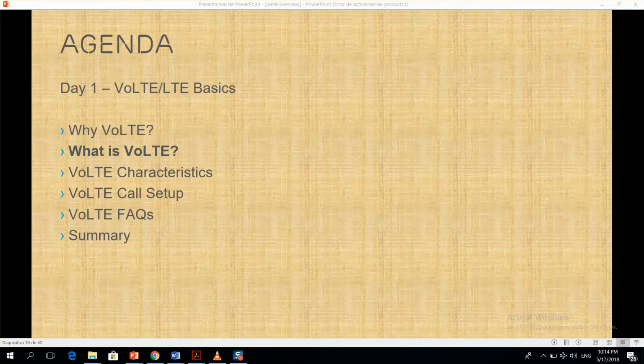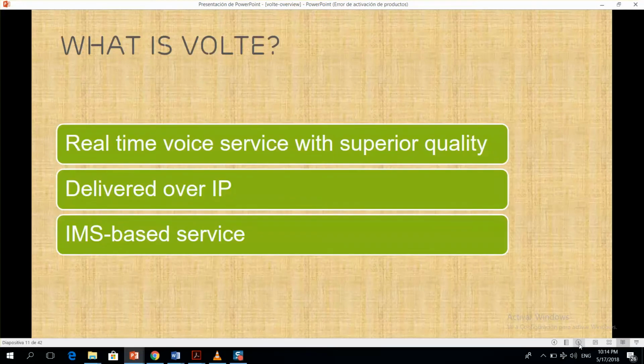What is VoLTE? VoLTE is a real-time voice service with superior quality delivered over IP in an IMS-based service.